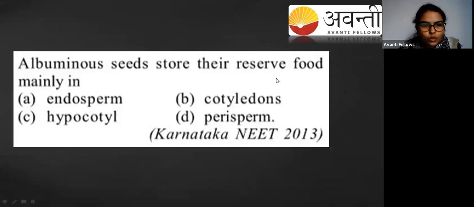Okay, there's another question on the screen. Albuminous seeds store their reserve food mainly in: endosperm, hypocotyle, cotyledons, perisperm. Okay, I'm launching the poll for this question. This is an easy question, guys. Okay, we have already discussed this.